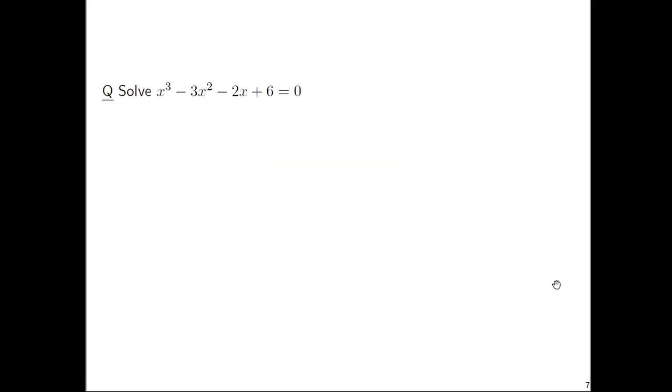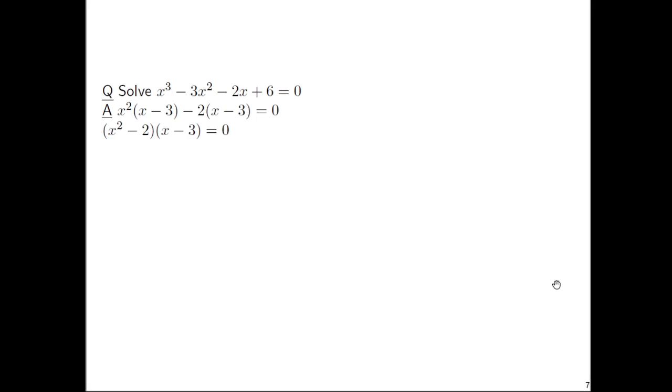Now let's take a look at solving x cubed minus 3x squared minus 2x plus 6 equals 0. Out of the first two terms, you can factor an x squared. Out of the next two terms, you can factor out a negative 2. And then you'll notice that both the term in front of the minus sign and the term after the minus sign have a factor of x minus 3, so we can factor that out. So we applied factoring by grouping.